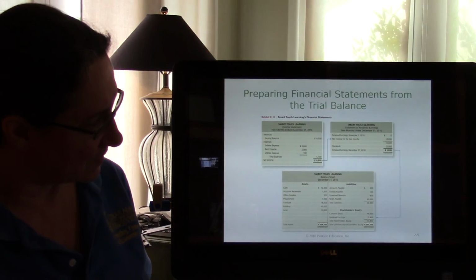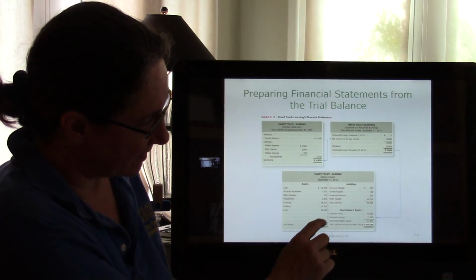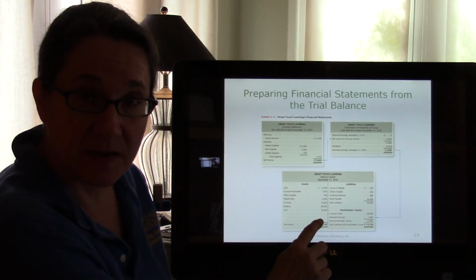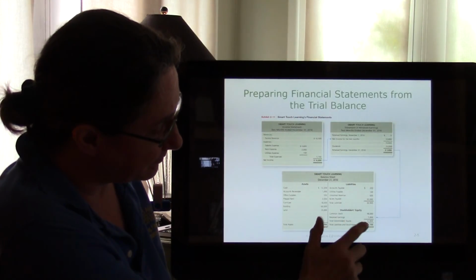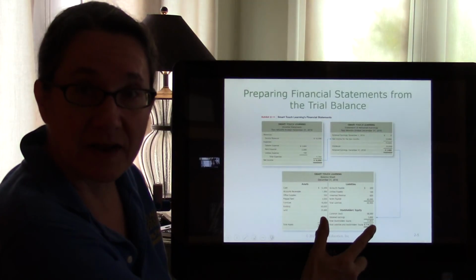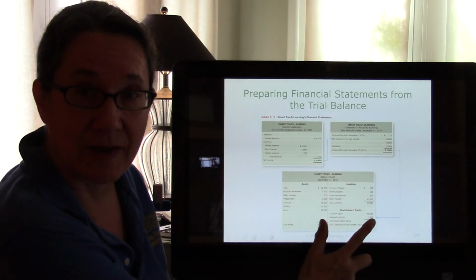And we balance. You can see that the assets totaled up equal the liabilities and the owner's equity totaled up. So our accounting equation has stayed in balance all throughout that period.